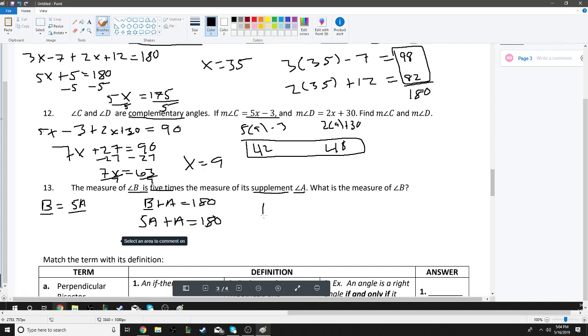5a plus a would be 6a, so 6a is equal to 180. And then divide both sides by 6 to get a equals 30. So b is equal to 5 times 30 for 150 degrees. Done.